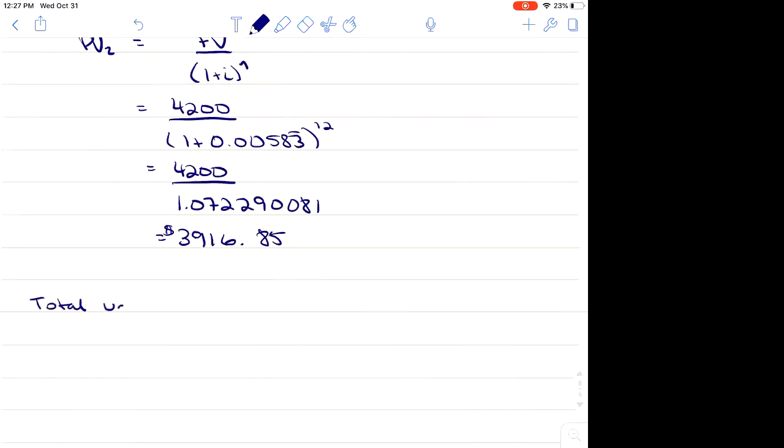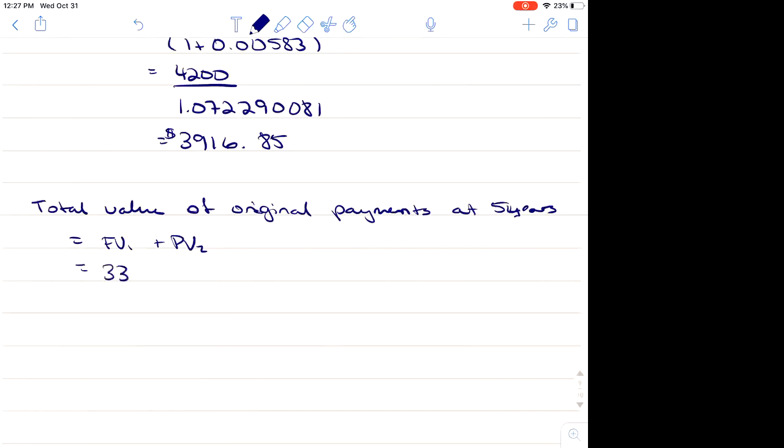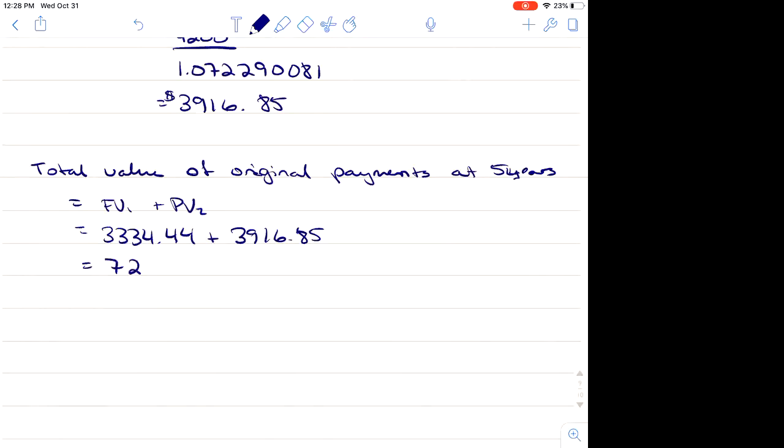So then we know that the total value of the original payments at 5 years is future value 1 plus present value 2, which is 3,334 plus 3,916.85. $7,251.29. Okay, so now we know that these unknown payment amounts have to add up to $7,251.29.